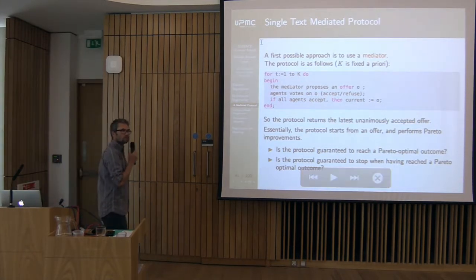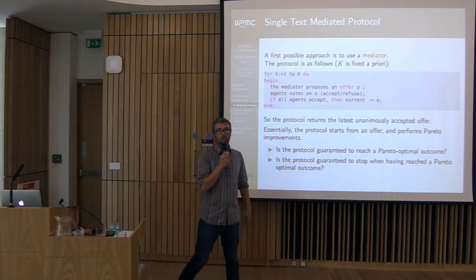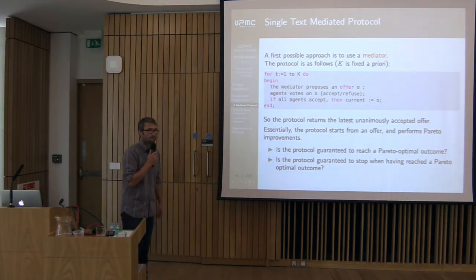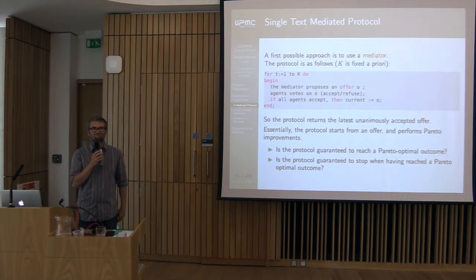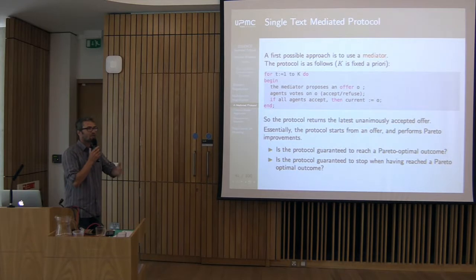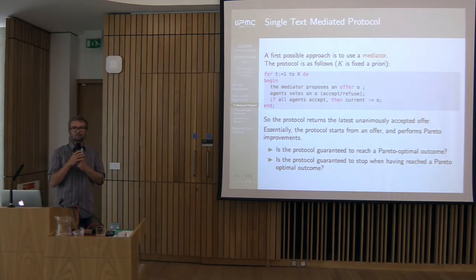Multilateral means that now we do not have just two agents, we have more than two agents, which makes things much more difficult, because in a two-agent setting a protocol is more or less clear. You can have a sequence of A, B, and so on, or simultaneous offers and so on.